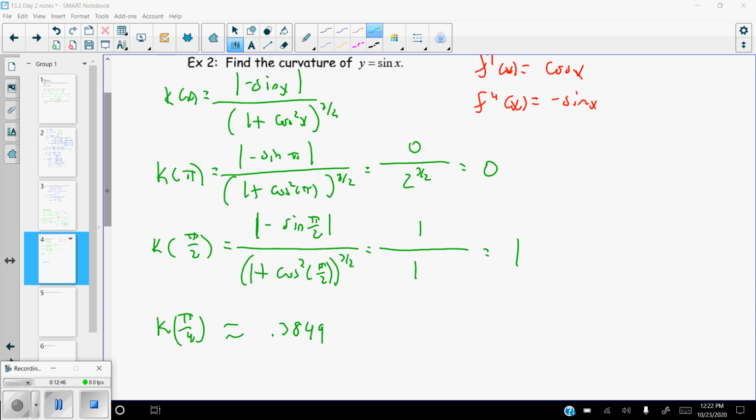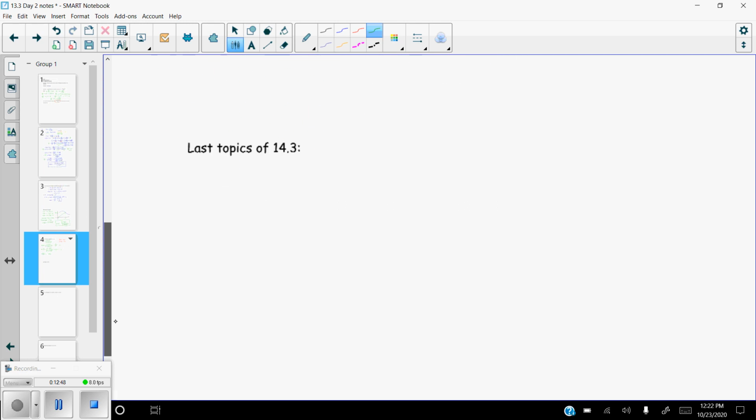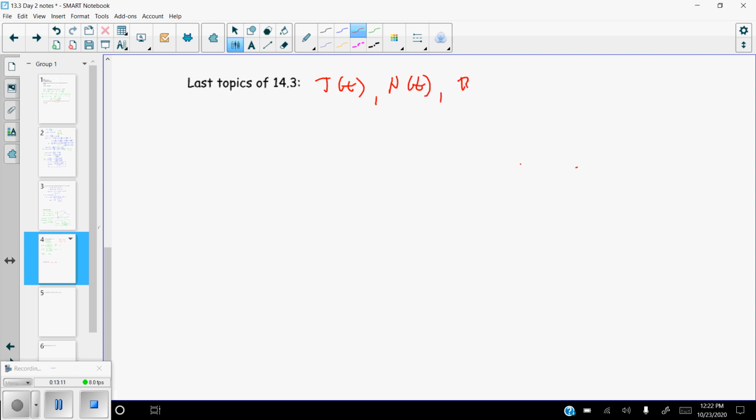Okay, we have 3 more topics to talk about for this section. They are T of t, the unit tangent vector, which we kind of already know. So technically it's 2 topics. N of t, which is the unit normal vector, and then B of t, which is the unit binormal vector. So let's go ahead and define these things.